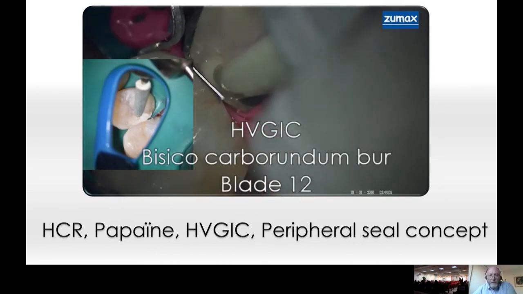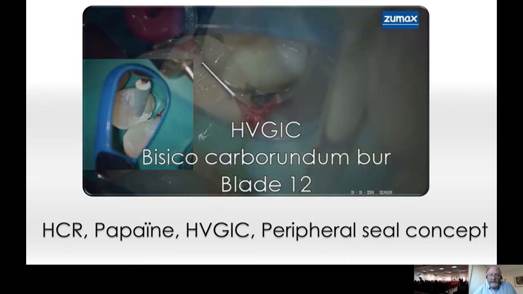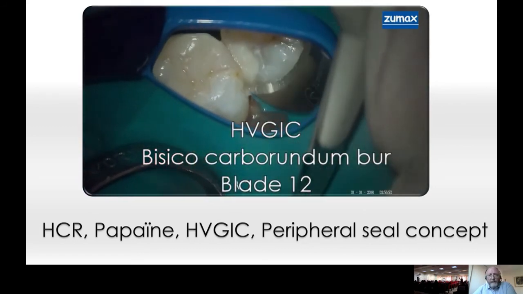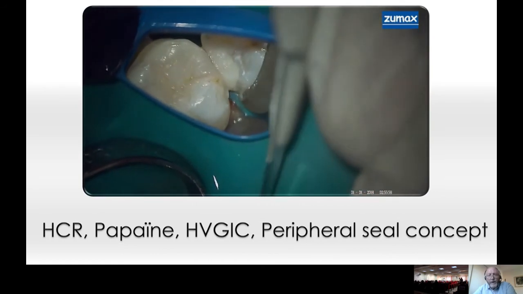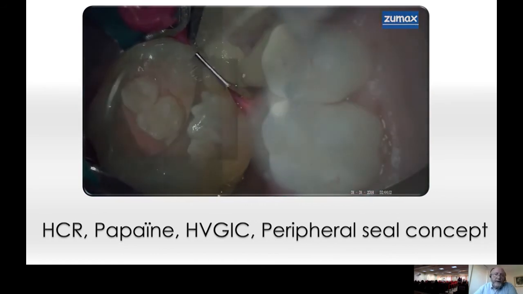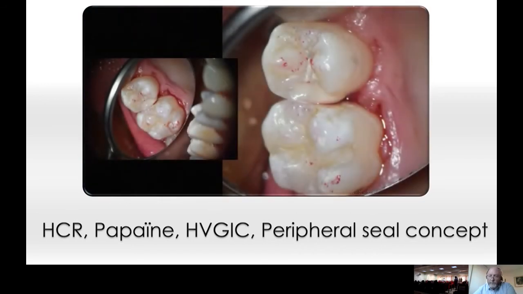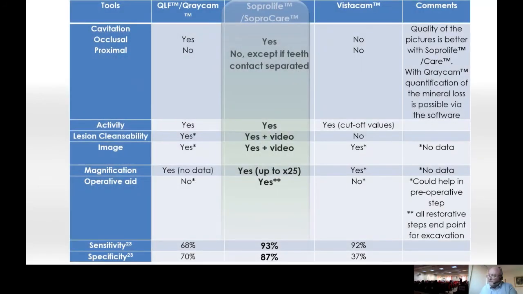And then at the end, we inject a high viscosity glass ionomer, and then we control all the spreading, the overflow of the biomaterial, and then at the end, we have just applied a high viscosity glass ionomer. And then we covered all the tooth with also fluoride varnish.